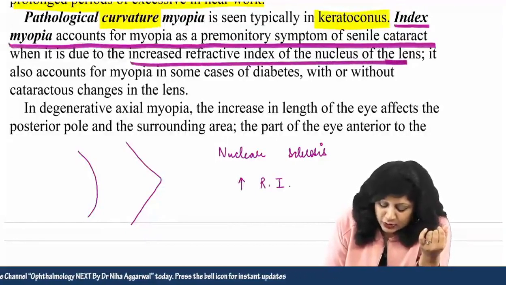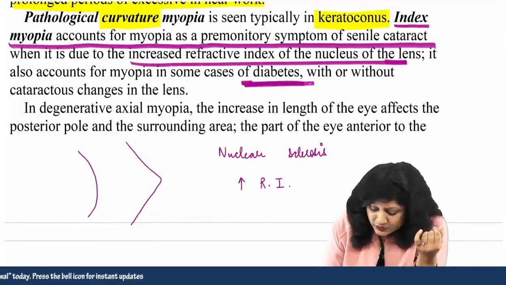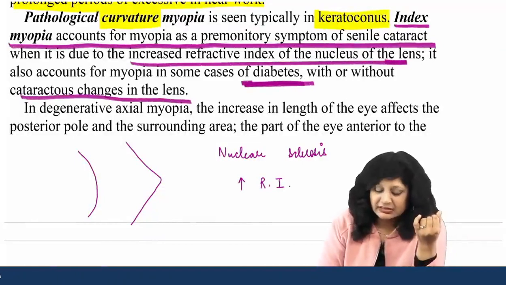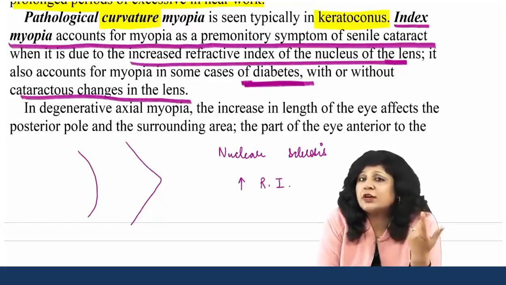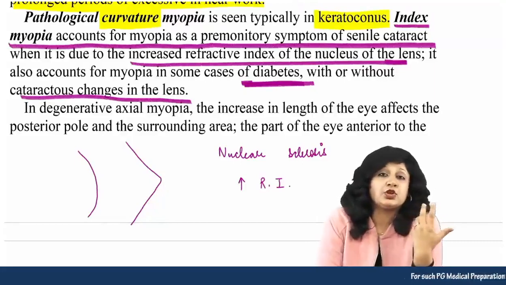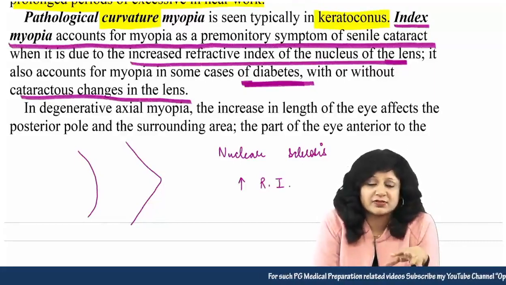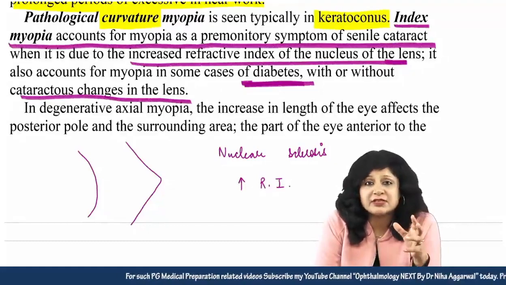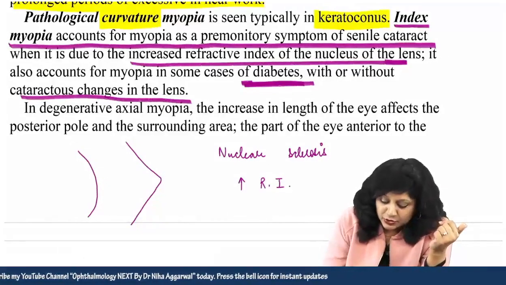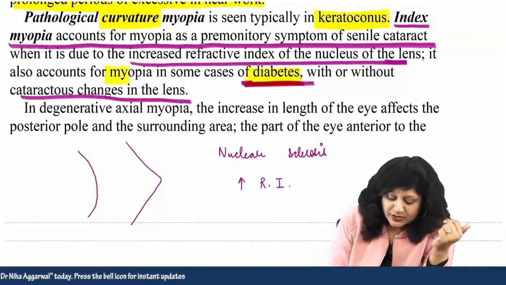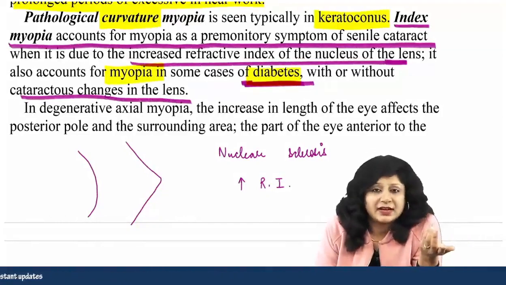It also accounts for myopia in cases of diabetes without cataractous changes in the lens. Every time a person has diabetes, it's not sure that he or she will always develop cataract. Sometimes, due to diabetes, the patient may only have refractive changes in terms of myopia. So in cases of diabetes, the patient can have myopia with or without cataractous changes.